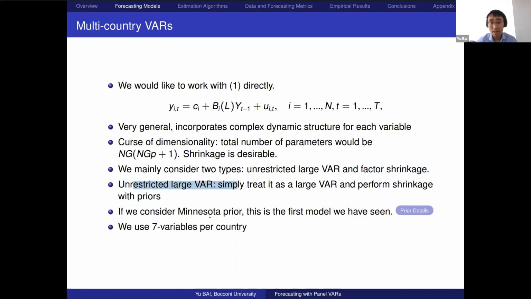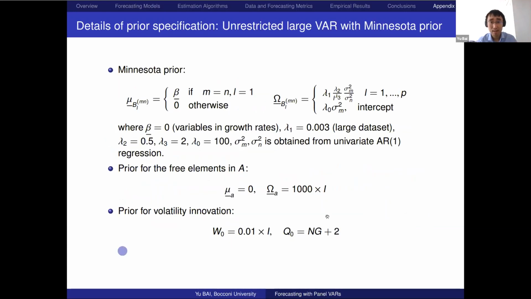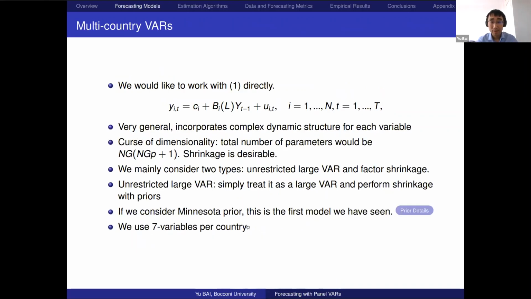If we use the Minnesota prior, this will be the same as the country-specific VARs, except that now we have a much larger dimension. The priors are essentially the same, except that for the overall shrinkage parameter, we use very small values compared to the small-dimensional models, okay? For this type of model, we always combine the 7-variable domestic data set in each country. So overall, we will have 49 variables for this type of model.